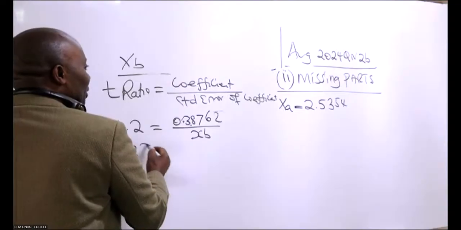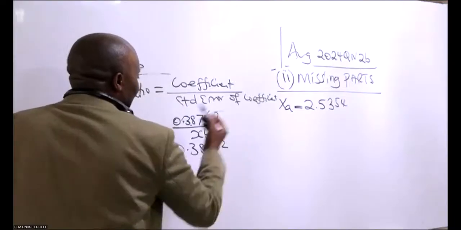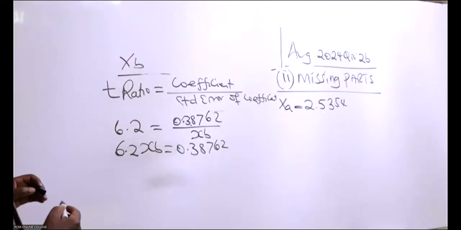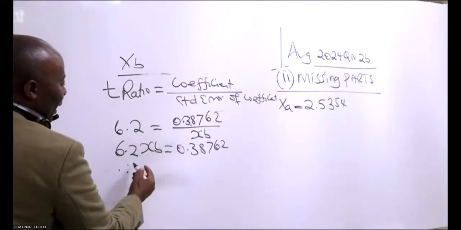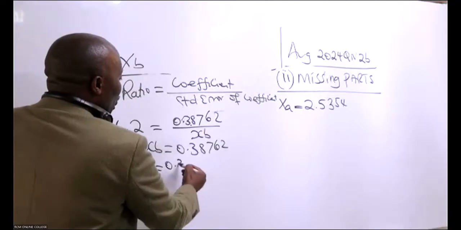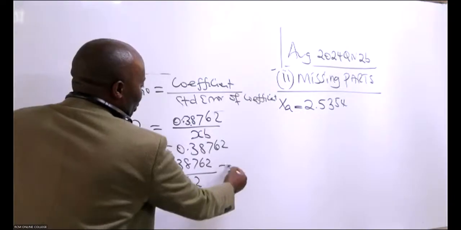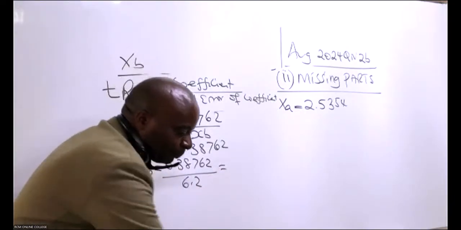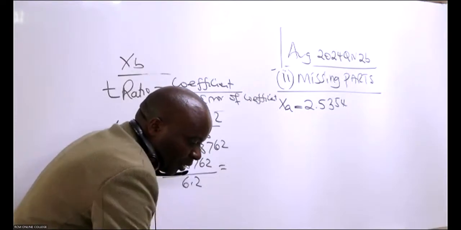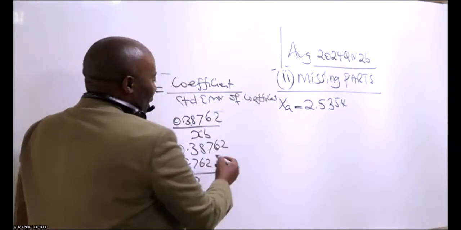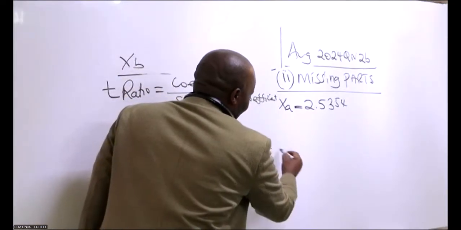So it will be 6.2 XB equals 0.38762, isn't it? I've just cross multiplied. Then XB will be 0.38762 divided by 6.2, which will end up giving me what figure? Thank you so much, Quinta Atieno. 0.0625, isn't it? Thank you so much.